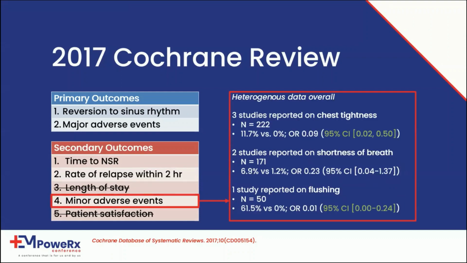Overall, for your minor side effects and what was reported, if we look at chest tightness as a commonly reported side effect, it occurred in just over 11% of patients in the adenosine group, with no reports in the calcium channel blocker group. As expected, one study did report flushing events, and more than half of the patients that received adenosine reported flushing, while none of the calcium channel blocker patients did.